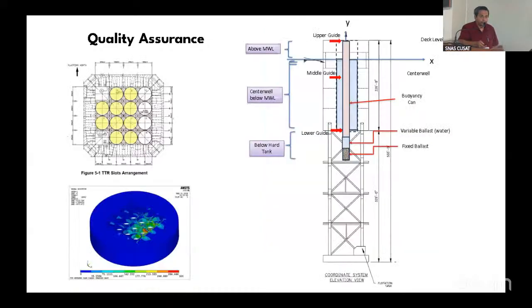All right, so this is how it looks. What you see out here is the buoyancy can. There are guides which hold it in place: lower guide, middle guide, upper guide. You have variable ballast, a fixed ballast, and this is air. You design the buoyancy can so that it gives enough upward force to match the extra downward force due to the riser.